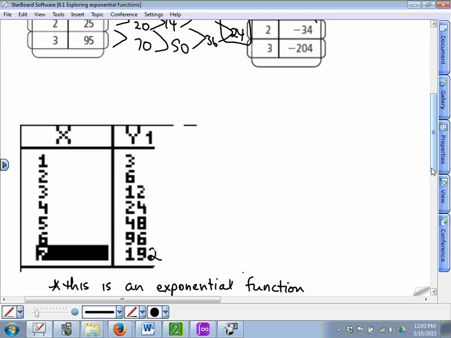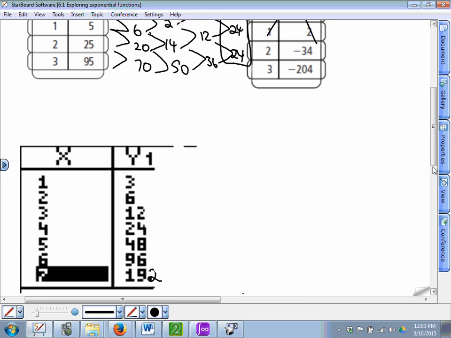Here's a different table, though. So draw these numbers. Write them down. Is that 192 there at the end? So you have 1, 3, 2, 6, 3, 12, 4, 24, 5, 48.